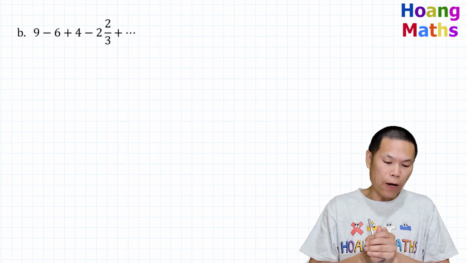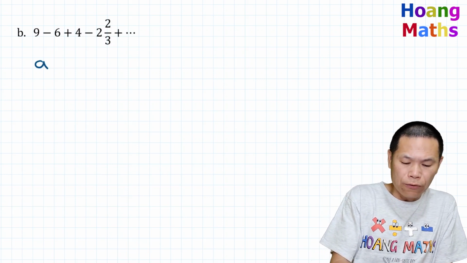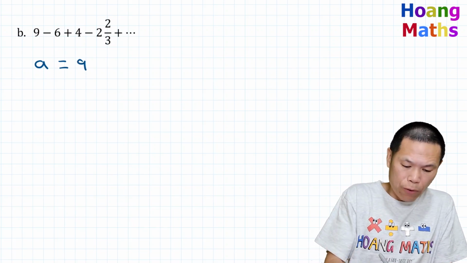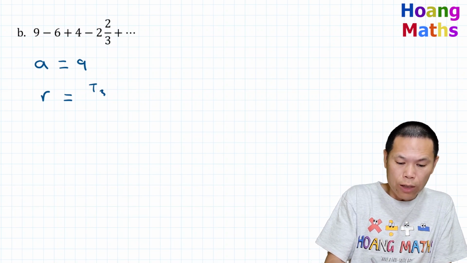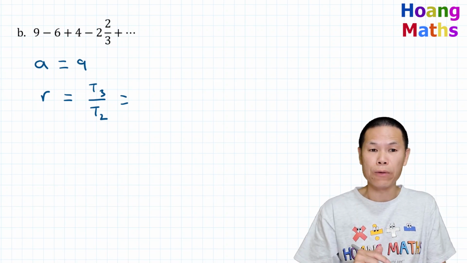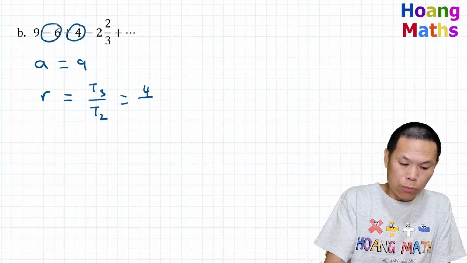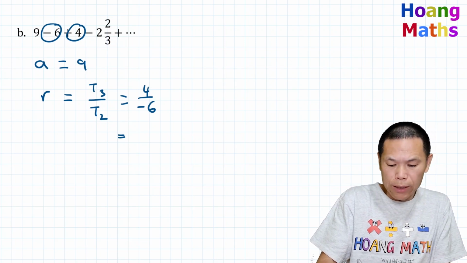Part B. So to find the first 12 terms of this, first of all, we know that the first term, that is a, is 9. And to work out the common ratio, r is equal to term, let's just use term 3 over term 2. Or you can use term 3 over term 4 if you like. So term 3 is this term here, which is 4, over term 2, that is -6. So that will give me, simplify this, should get 2 over 3.